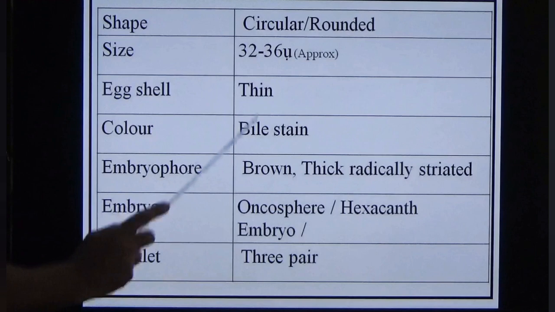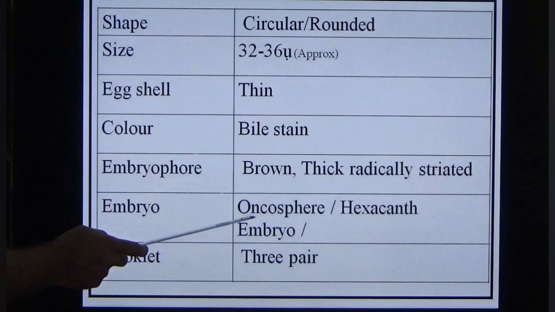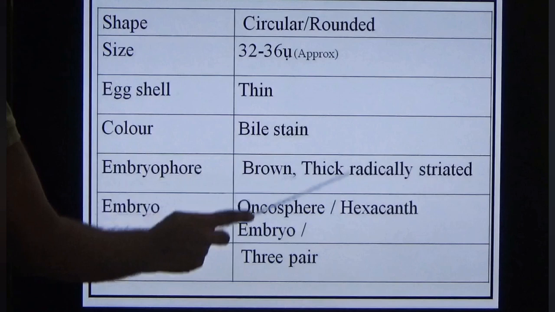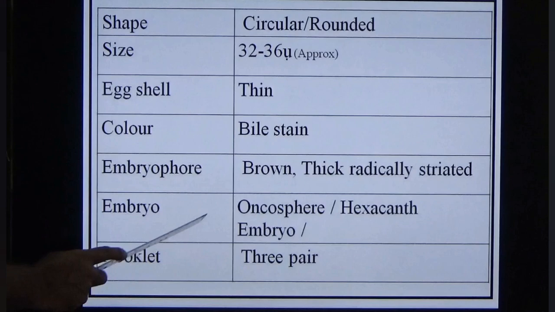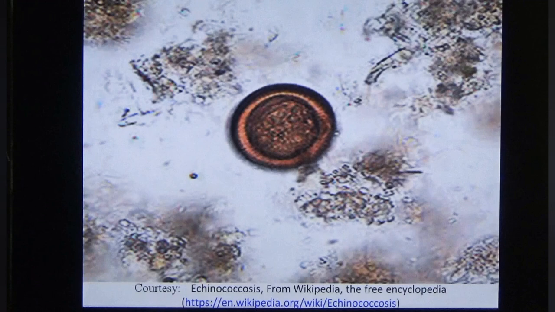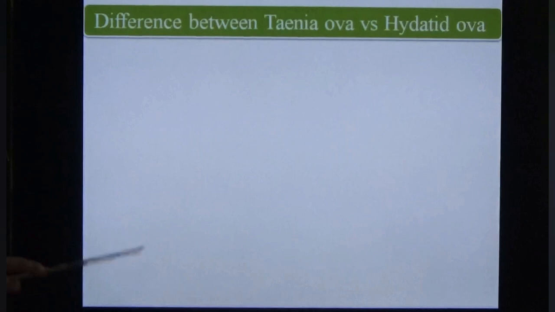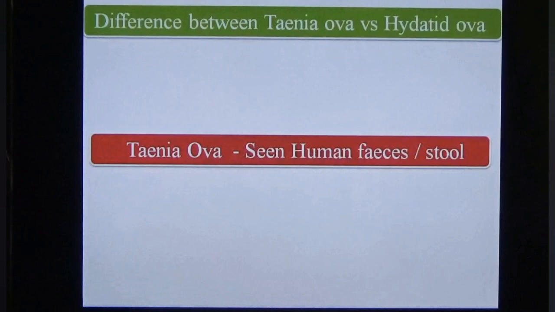You may wonder, last class we discussed Taenia saginata and Taenia solium, and the ova of Taenia saginata and Taenia solium are also similar. Then how do we differentiate between the ova of Echinococcus granulosus and the ova of Taenia? This is the ovum of Echinococcus granulosus. What is the difference between Taenia ova and hydatid ova? Taenia also has the same features. But how to differentiate? It is a very simple point. Taenia ova are seen in human stool, whereas hydatid ova are present in dog stool.